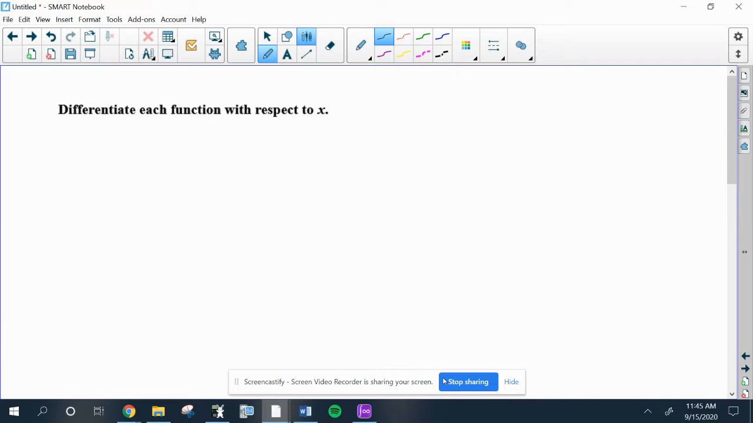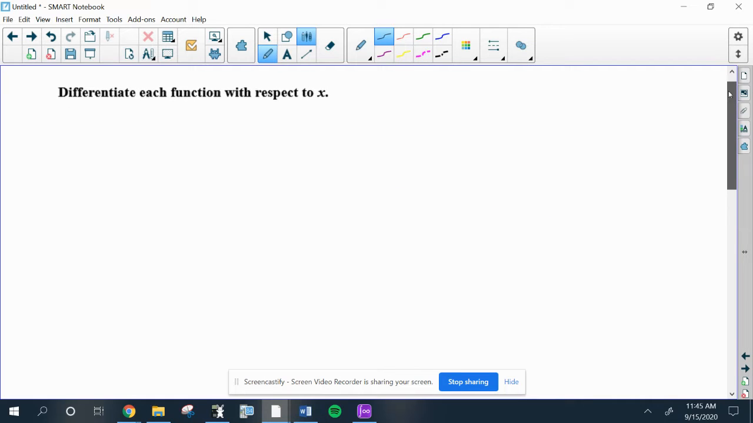So we're going to look at four derivatives here. We're going to differentiate each function with respect to x. The point of this is trying to be able to do this as quickly as possible, as efficiently as possible. And for some of you, it's going to take some practice. Some of you are going to be able to catch on pretty quickly. It just depends on your background with mostly fractions and exponents. So if you're not very good at it, keep practicing.